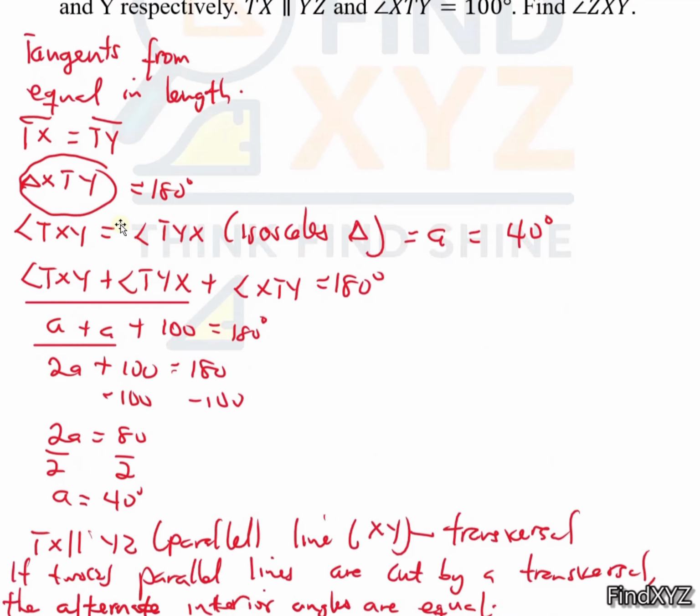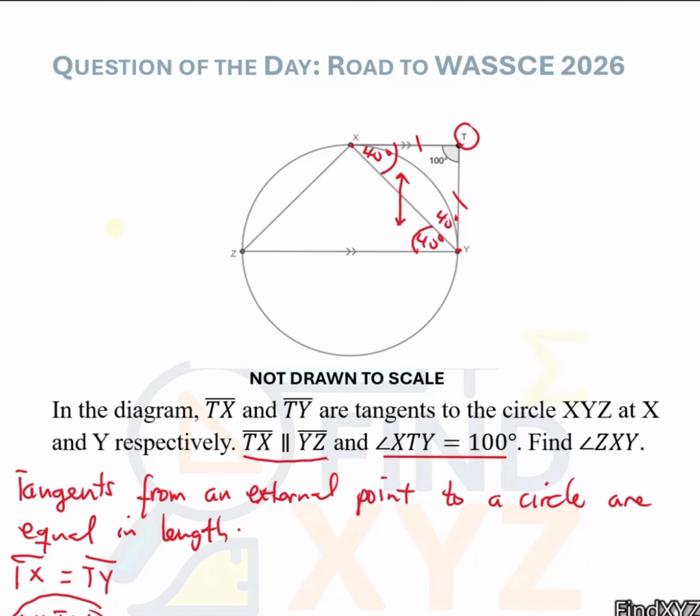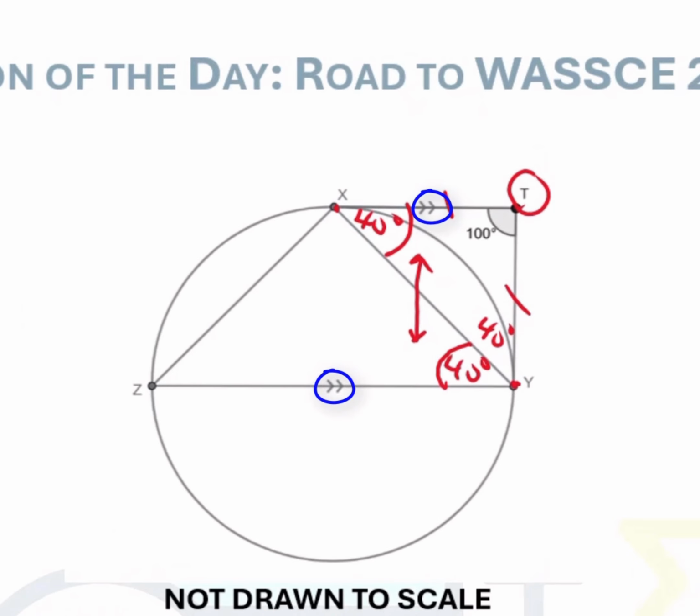So let's go and apply it. So this given angle is also 40 degrees because they are alternate interior angles. And please, before you apply this theorem, make sure that the two lines are parallel. If they are not parallel, you cannot apply that. So take note of that.